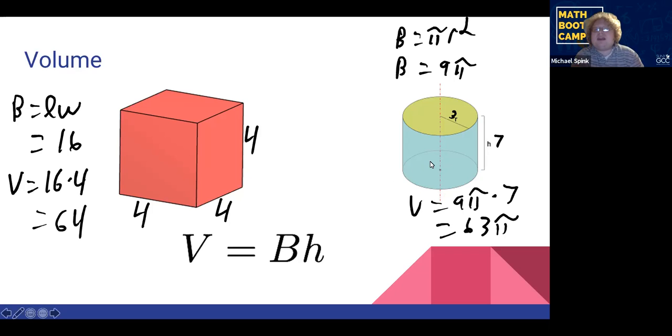On the right, we have a cylinder. And the same formula applies. It's the area of the base times the height. In this case, what shape is the bottom? It's a circle with area equals pi r squared. If it has a radius of 3, then the area is 3 squared, 9 times pi, or 9 pi. Multiplying that by the height, 7, we get 63 pi cubic units as the full volume.